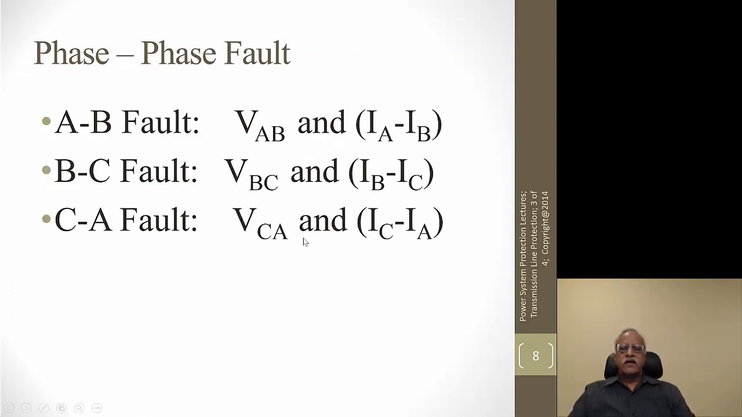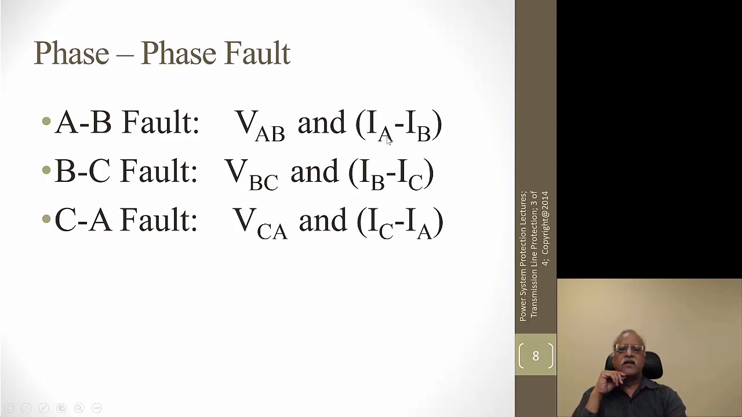And similarly, if I want to measure the same positive sequence impedance up to the fault point for a phase to phase fault, say an A to B fault, I have to take the voltage across the faulted phases, VAB, and then IA minus IB, the two currents that are going in. In a phase to phase fault, one current goes on one line and then comes back on the other line. So it is the difference in the two currents. That is what we are looking at here.